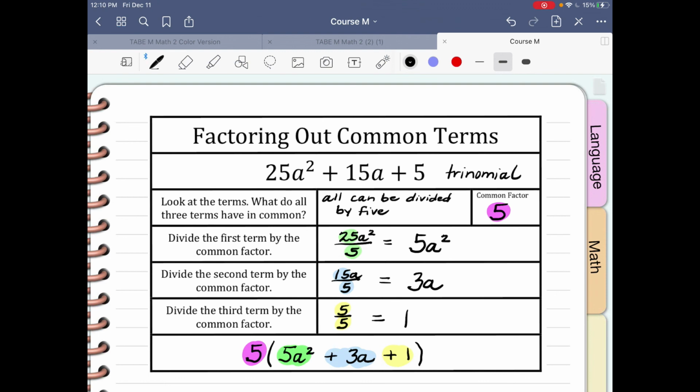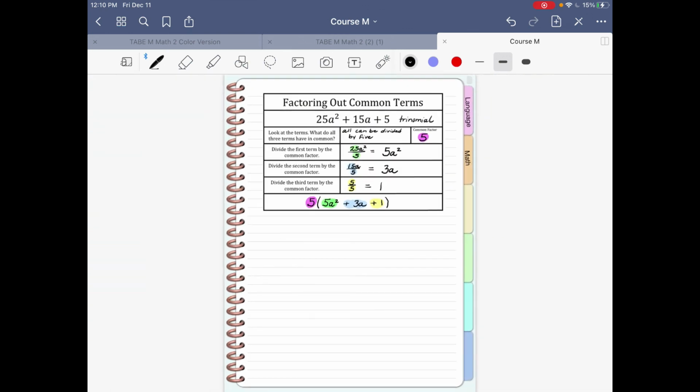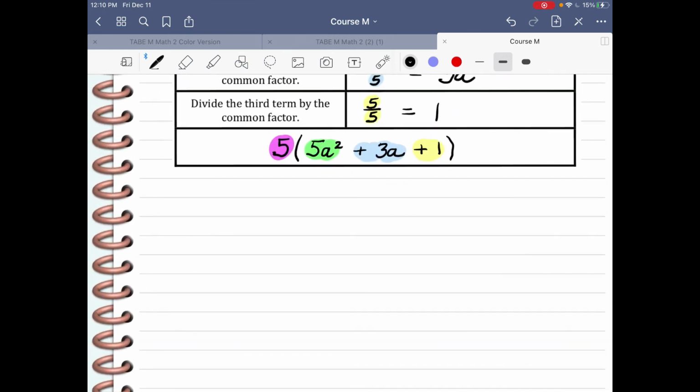Okay? It's not an easy skill to see. You have to really practice these. And let's do that. Let me give you some examples of factoring. And I'm just going to put mine right under here. So the first one, I have 12a squared plus 4a plus 2.